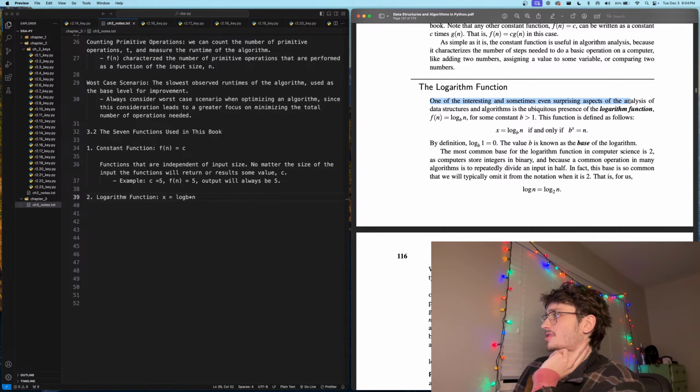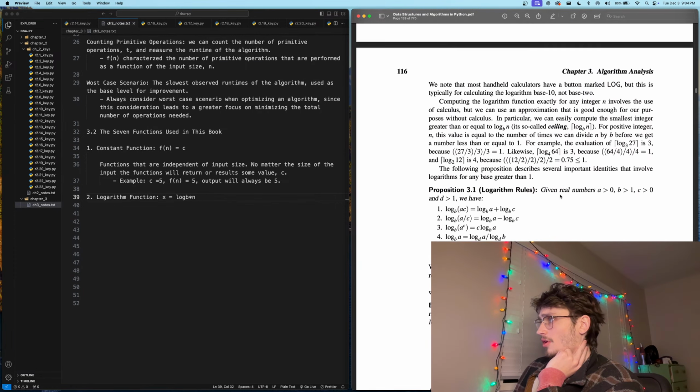One of the most interesting and sometimes surprising aspects, we talked about this. For some constant b greater than 1, by definition, log base b of 1 is equal to 0. The value of b is known as the base of the logarithm. The most common base for logarithms is 2. We talked about that.